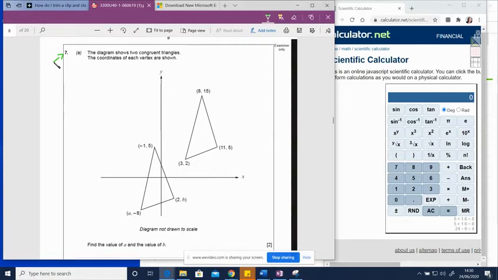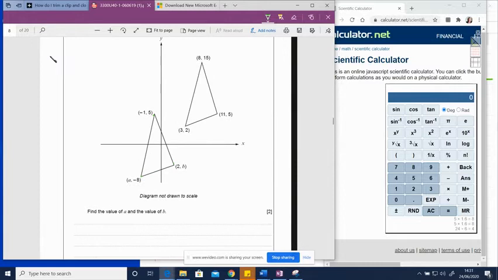Question 7. Question 7 tells us that the diagram shows us 2 congruent triangles. Now, congruent means the same. It just means that they have sides of the same length. They can be reflections of each other, but the shapes are essentially exactly the same side lengths, the same angles, etc. It tells us that the coordinates of each vertex are shown. A vertex is where 2 points meet. So you've got these 3 here a vertex, and these 3 here a vertex. And they've drawn these 2 congruent triangles on a graph.